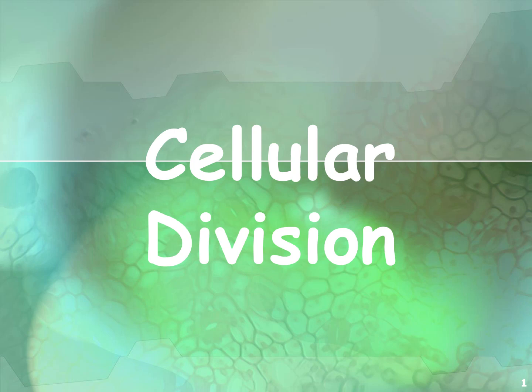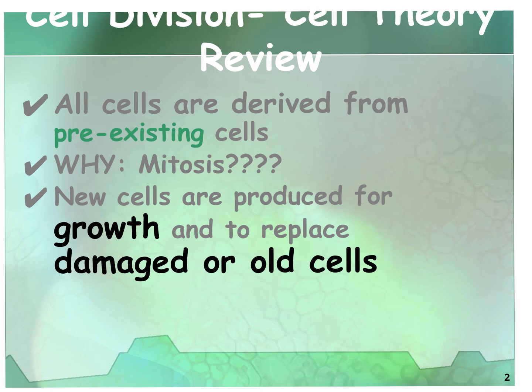This video is going to be a quick overview of mitosis. So there are a few reasons that cells need to divide. Because we need new cells for growth or to replace old or damaged cells, we're going to go through the process of mitosis. We need to make sure that our new cells are identical copies of the original cells.